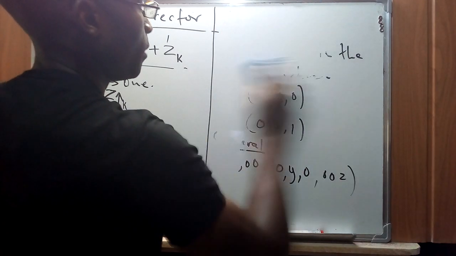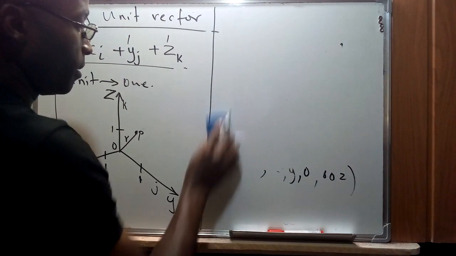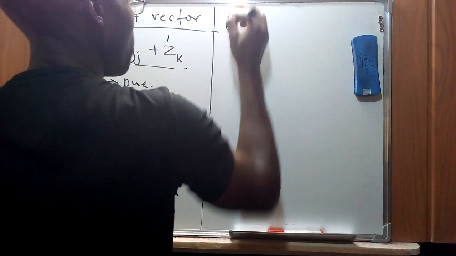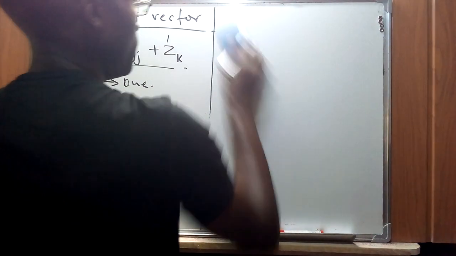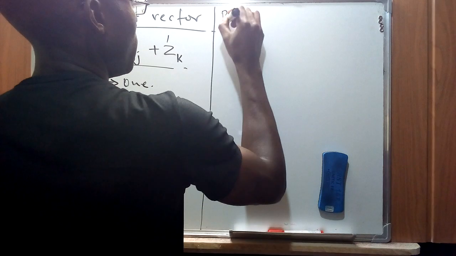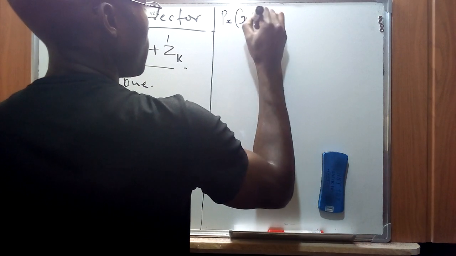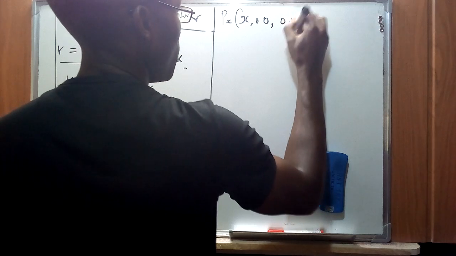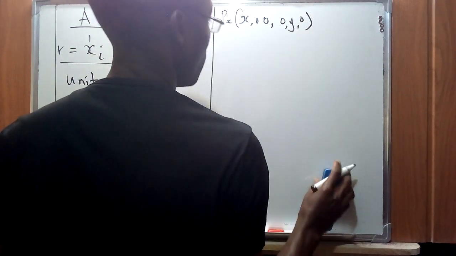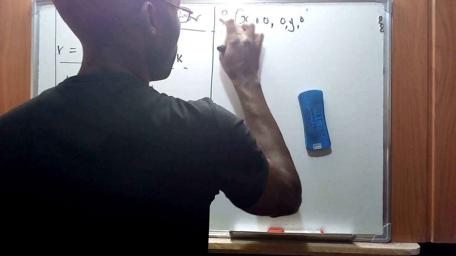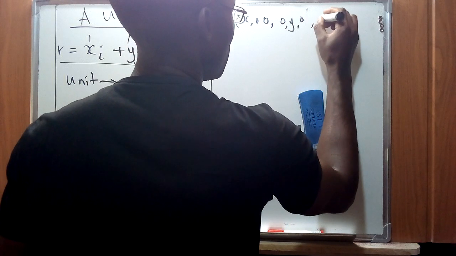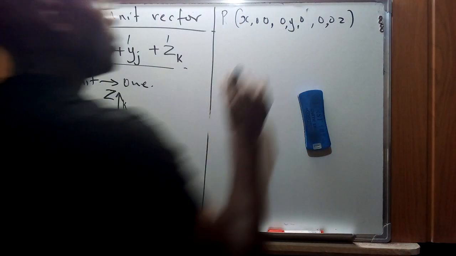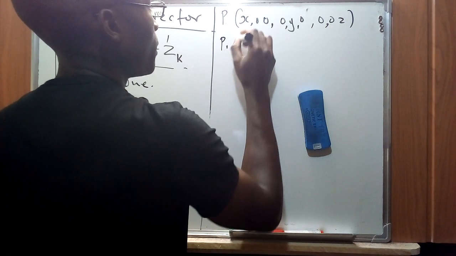Now suppose we have a vector that can be represented using two components. We just write this one somewhere. So for our case, x, 0, 0, then 0, y, 0, and then for z, 0, 0, z. So this is a general representation.